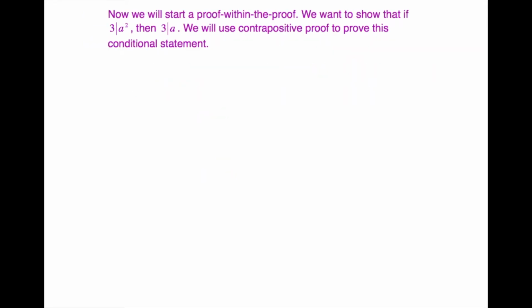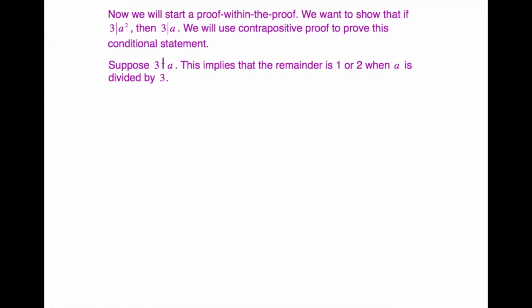But before that, we start a proof within the proof. We want to show that if 3 divides a squared, then 3 divides a. We will use contrapositive proof to prove this conditional statement. Suppose 3 does not divide a.